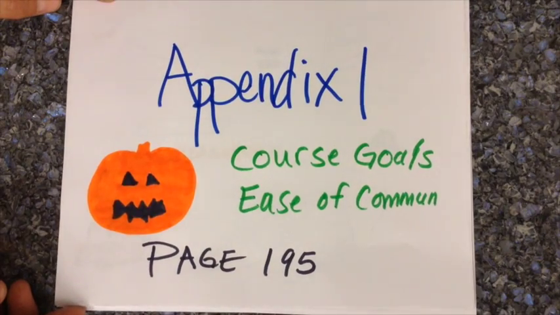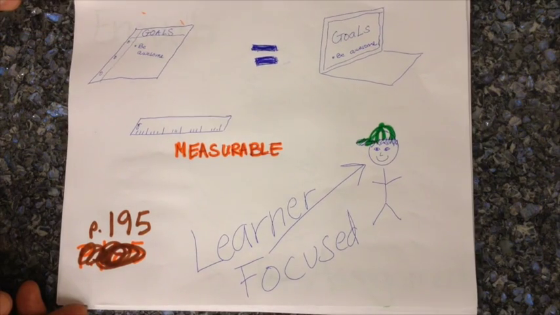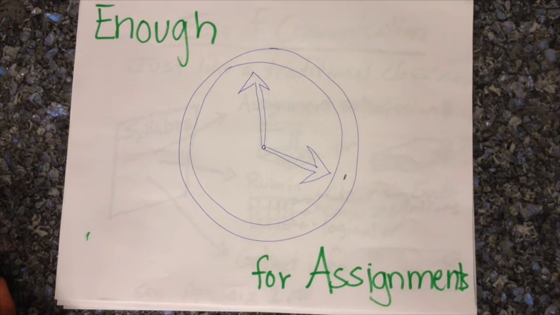Appendix 1, Course Goals and Ease of Communication on page 195. In order to implement blended learning, much of what you need to do is the same as you would do in a traditional classroom. The goals need to be set. They need to be awesome. They need to be the same whether they're on paper, on the board, or on the computer, or on the website. They need to be measurable, and they need to be learner-focused. Very importantly, there needs to be enough time for assignments, which goes hand in hand with not just adding extra stuff online, but using what you would teach and just blending it together.